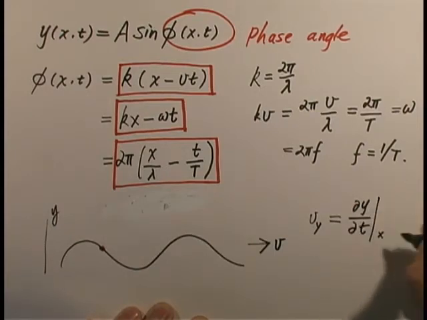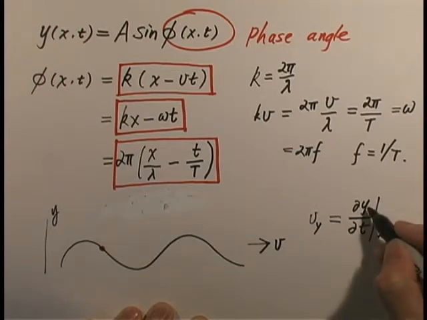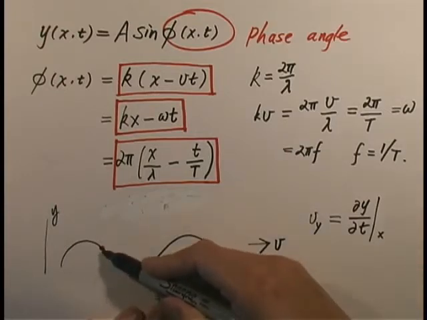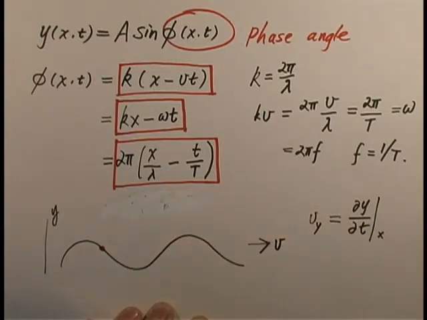At a given location x, I only take the derivative with respect to t, keeping x fixed, which means I'm focusing on this one particular oscillator at this one particular location x. I do not shift from point to point, since I'm only interested in the motion of this one particular oscillator, so I don't change x. And so what is that equal to?